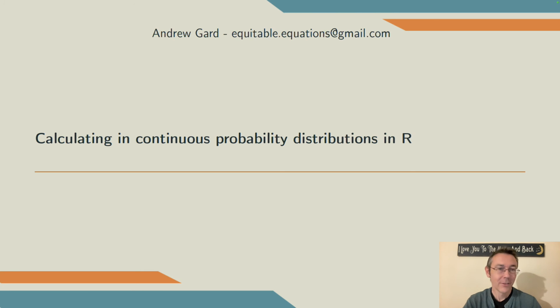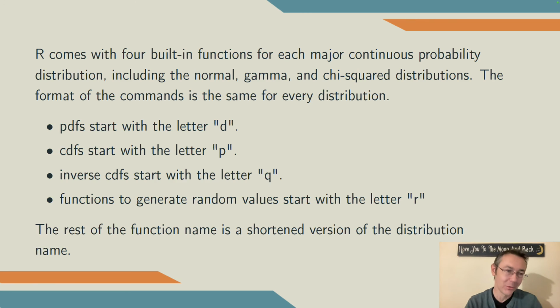Hey everybody. Today we're talking about how to compute probabilities for continuous random variables using R. R comes with 4 built-in functions for each major continuous probability distribution, including all your favorites: the normal, gamma, chi-squared, and exponential distributions. The format of the commands is the same for every one of those distributions.